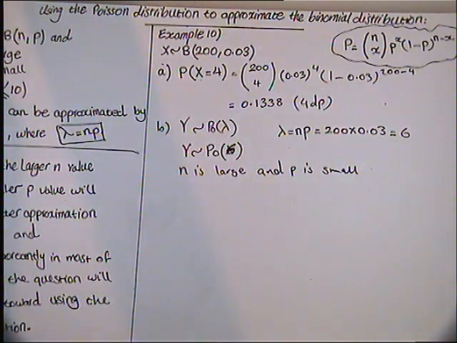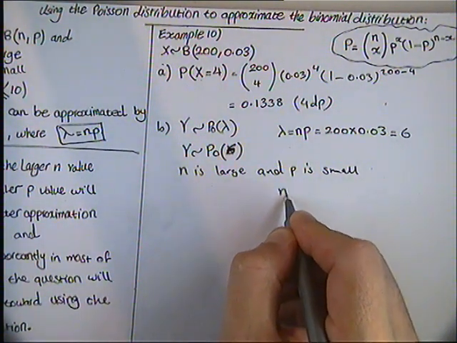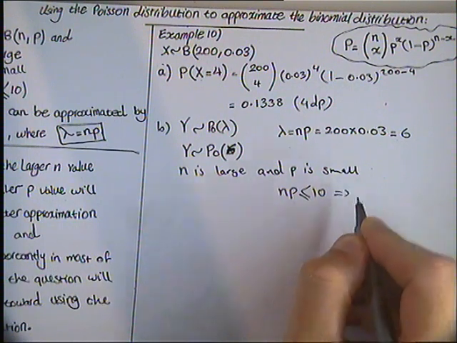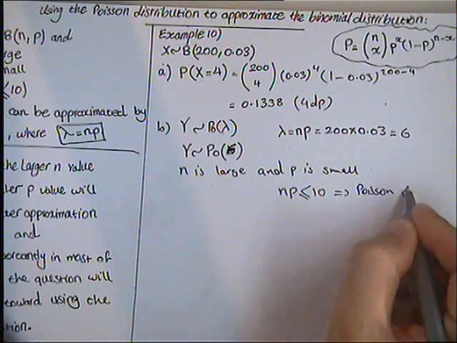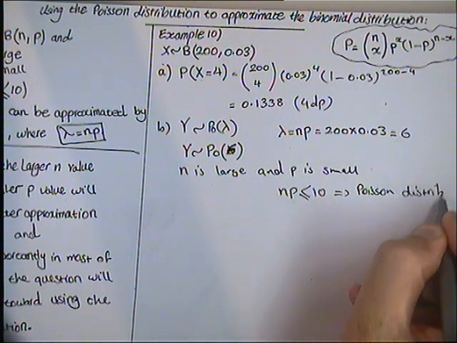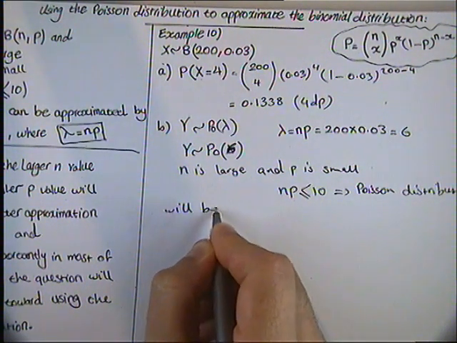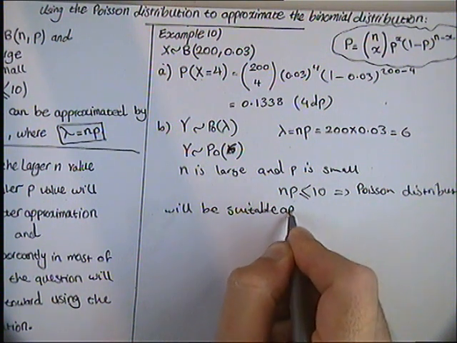So we can clearly see that n times p is less than or equal to 10. Therefore, the Poisson distribution will be a suitable approximation.